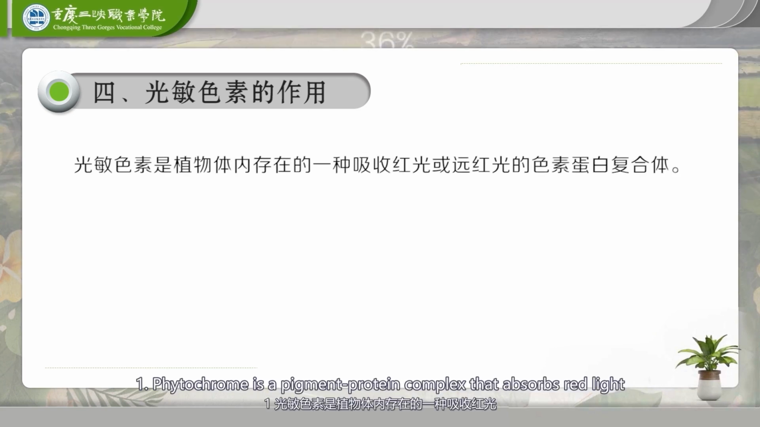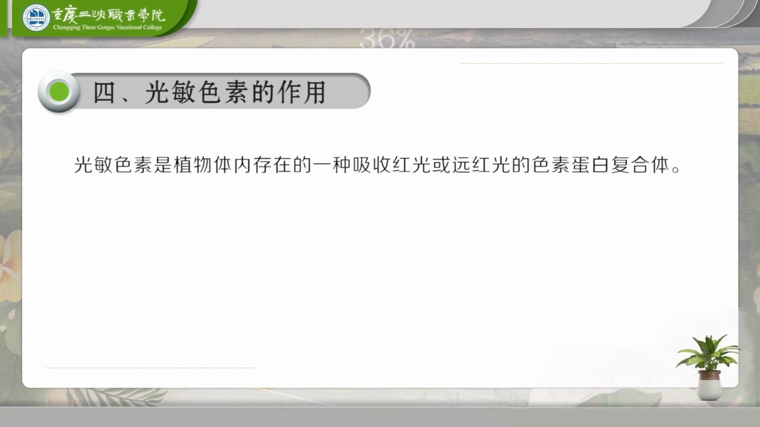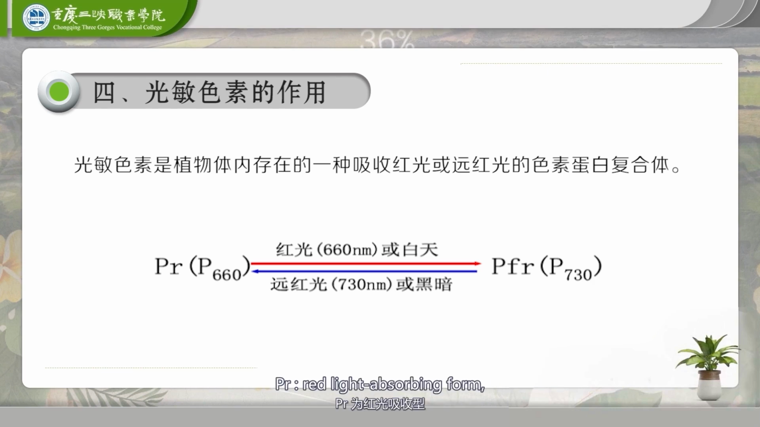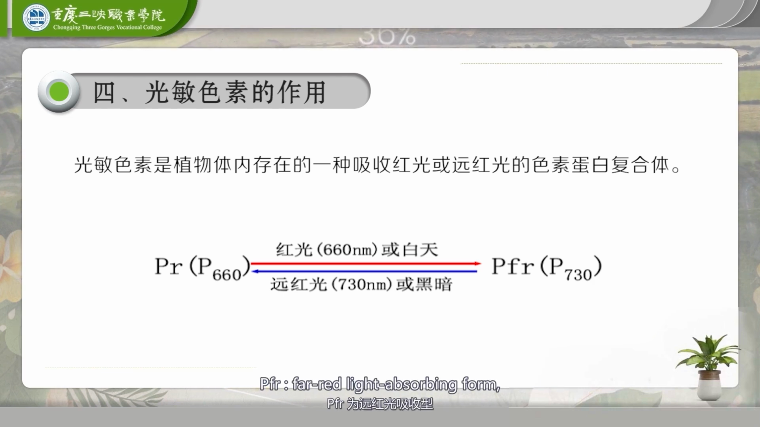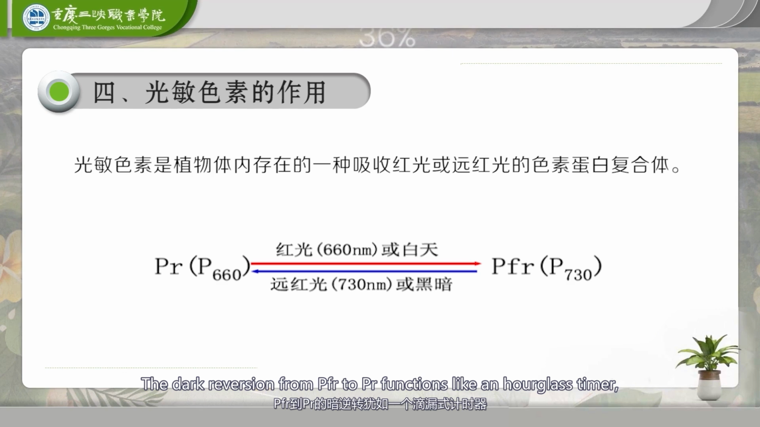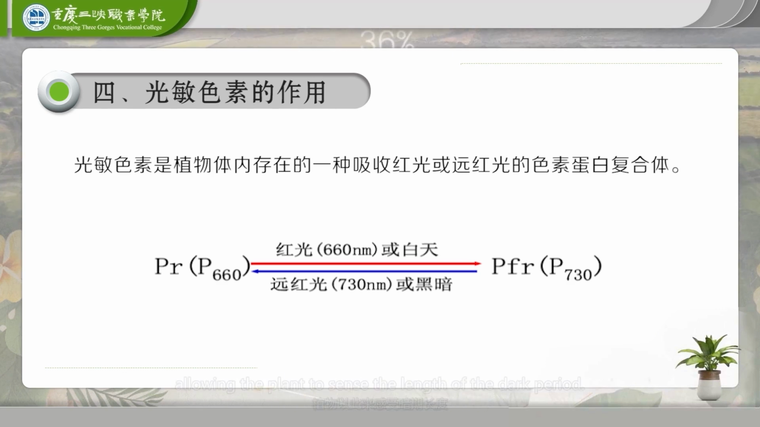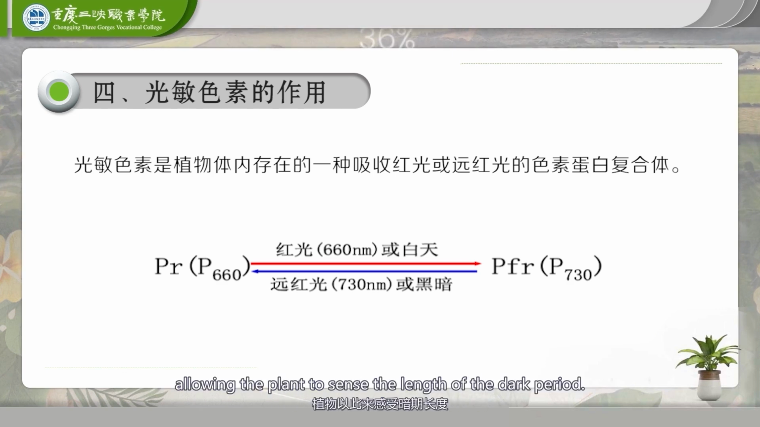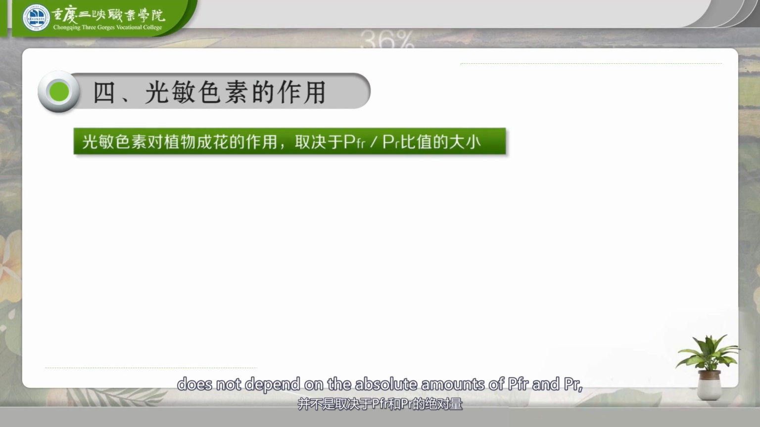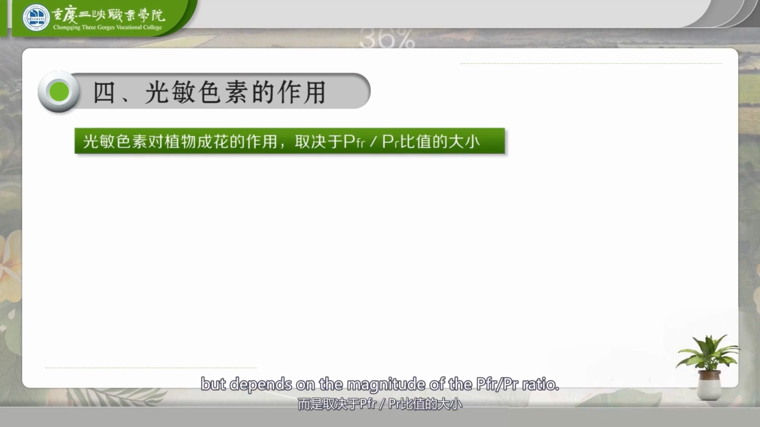Fourth, the role of photopigments in flower induction. 1. Phytochrome is a pigment protein complex that absorbs red light or far red light in plants. 2. The main forms of phytochrome are as follows: PR, red light absorbing form, PFR, far red light absorbing form. The two can be converted into each other. The dark reversion from PFR to PR functions like an hourglass timer, allowing the plant to sense the length of the dark period.